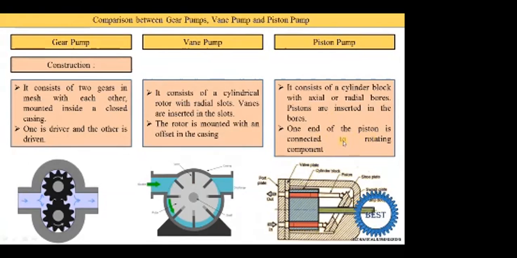One end of the piston is connected to the rotating components. So one end of the piston is inside the bores and another end of the piston is with the rotating component, means with the shoe plates, and the piston and shoe plate are connected by using a spherical joint.